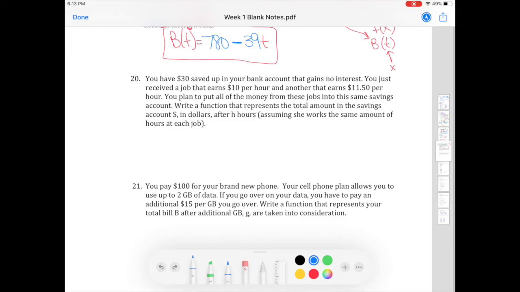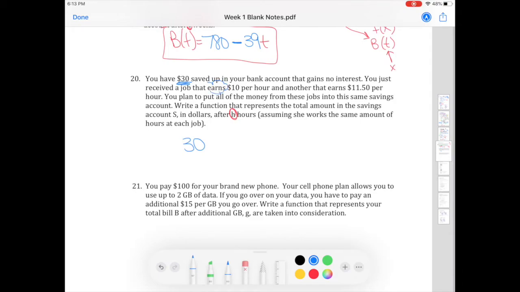All right, number 20. You have $30 saved up in your bank account that gains no interest. You just received a job that earns $10 per hour and another that earns $11.50 per hour. You plan to put all of the money from these jobs into this same savings account. Write a function that represents the total amount in the savings account S in dollars after H hours. So I'm not going to make the mistake again. It's telling me to use H in place of X for hours. So I'm going to do what I did in the last problem.